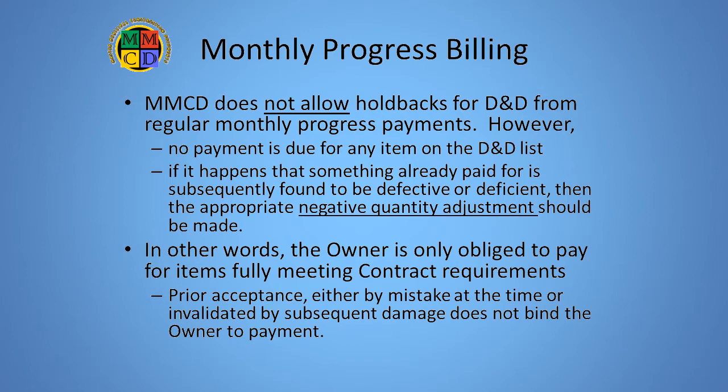While preparing each progress payment certificate, the CA will refer to the list to ensure that the owner does not pay for items on it. Should he or she find that an item previously paid for is now on the list, the proper thing to do is to make an appropriate negative adjustment to the quantity to date so that the erroneous payment is deducted. As mentioned earlier, previous acceptance, whether it was correct or incorrect at the time, does not bind the owner to pay for anything not meeting contract requirements.